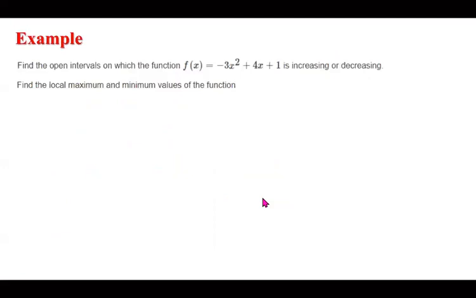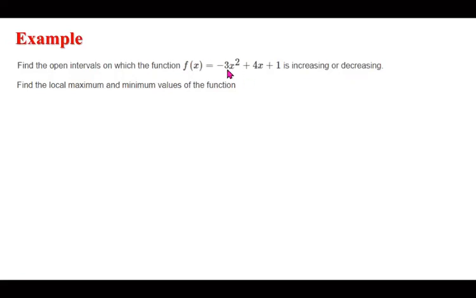Okay, time for example 3. In this one, find the open intervals on which the function is increasing or decreasing. That is the first part. And once you do that, you have to find the local maximum and minimum value of the function. For the function to be increasing, the derivative must be positive. And for the function to be decreasing, the derivative must be negative.